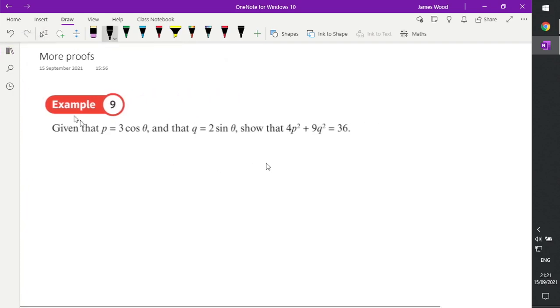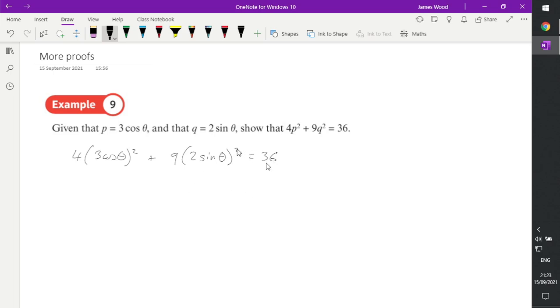Okay, here's another question. Given that P is 3 cos theta and Q is 2 sine theta, show that 4p squared plus 9q squared equals 36. So what I'm going to do is I'm going to take those two values. So 4p squared, so that'd be 4 lots of 3 cos theta squared plus 9 lots of q squared, so that'd be 9 lots of 2 sine theta squared equals 36.